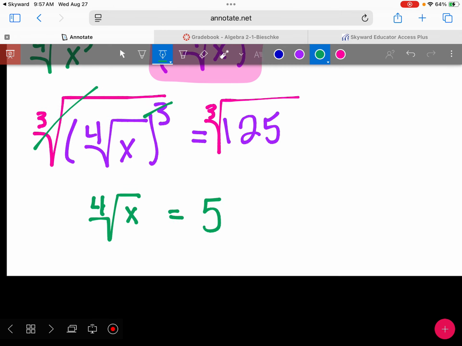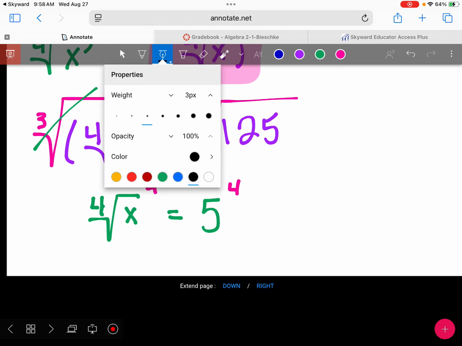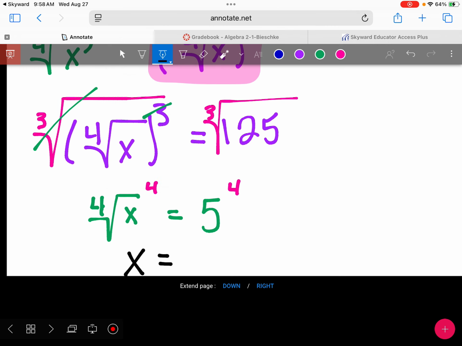What do I do to get rid of that fourth root? To the power of 4. What is 5 to the 4th? 625.